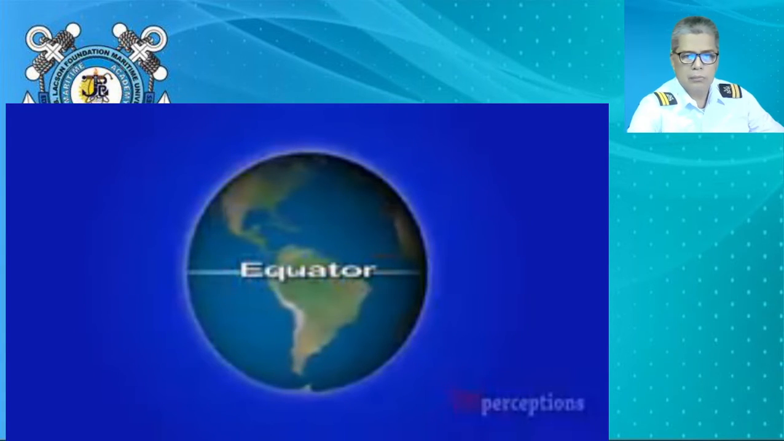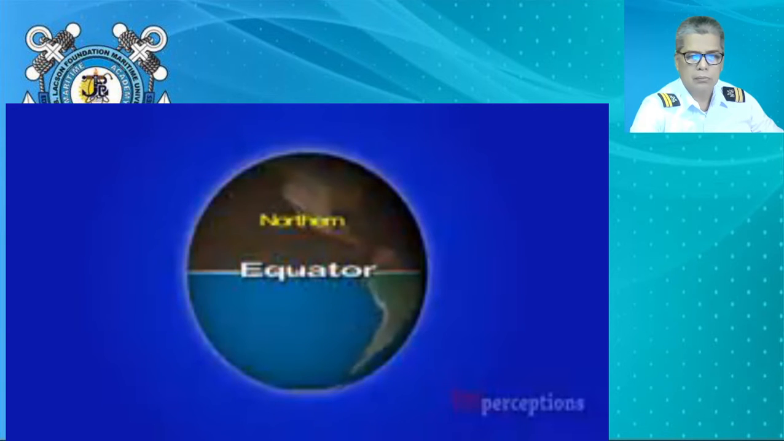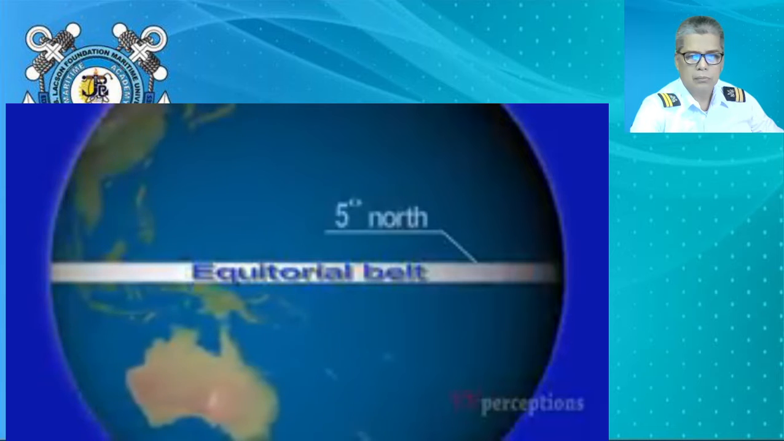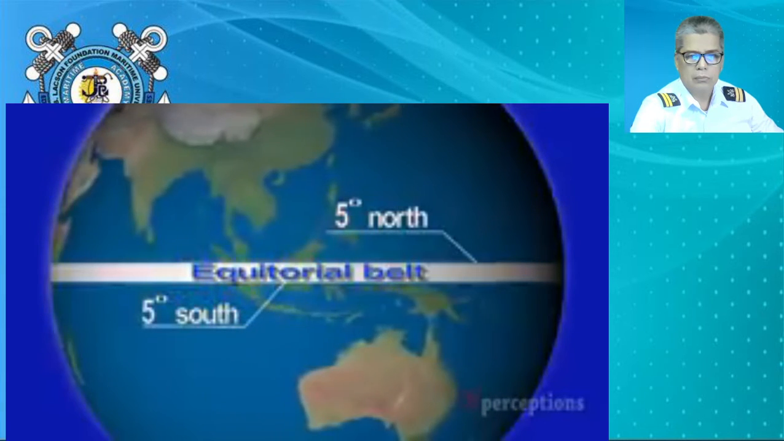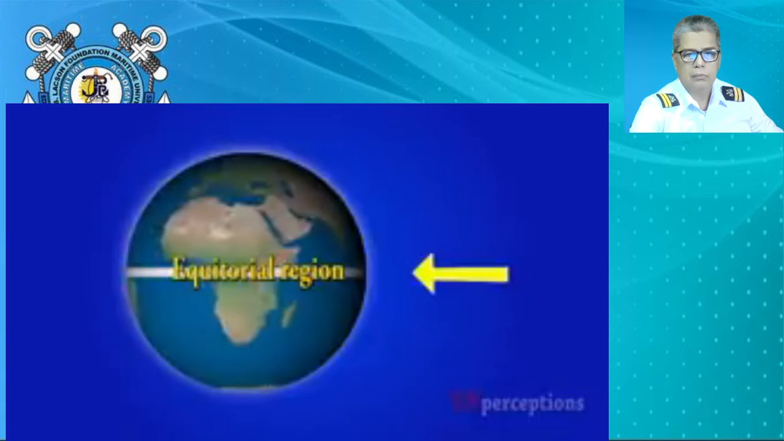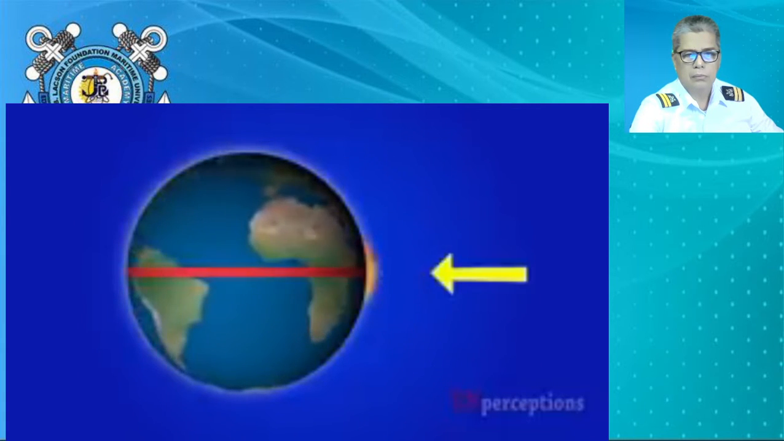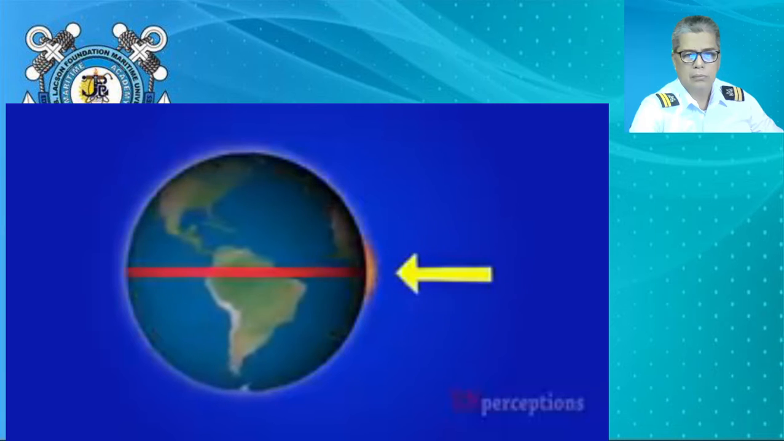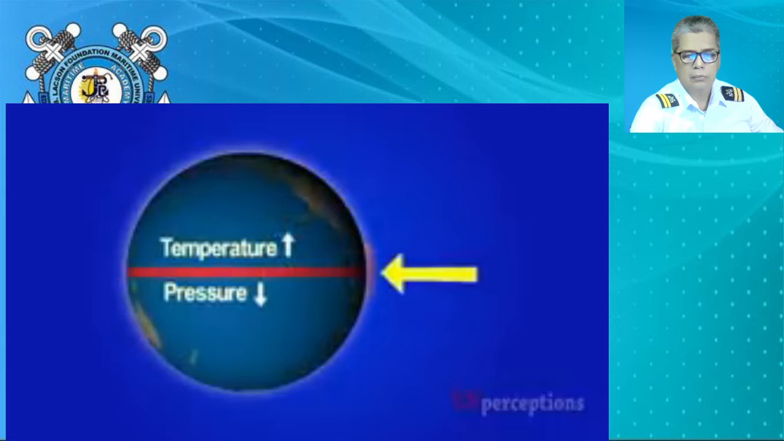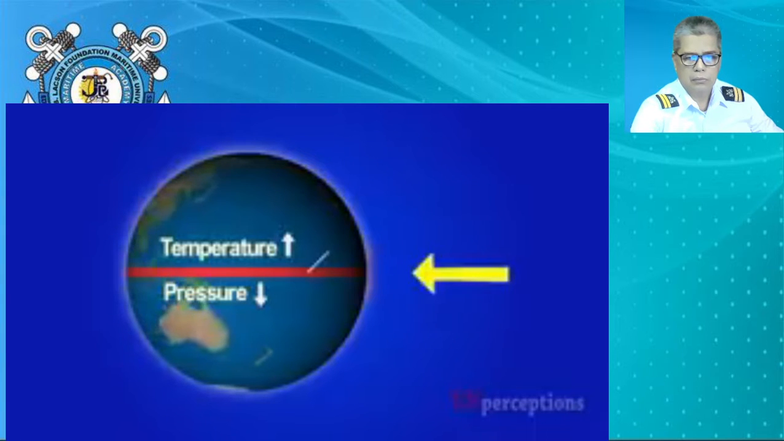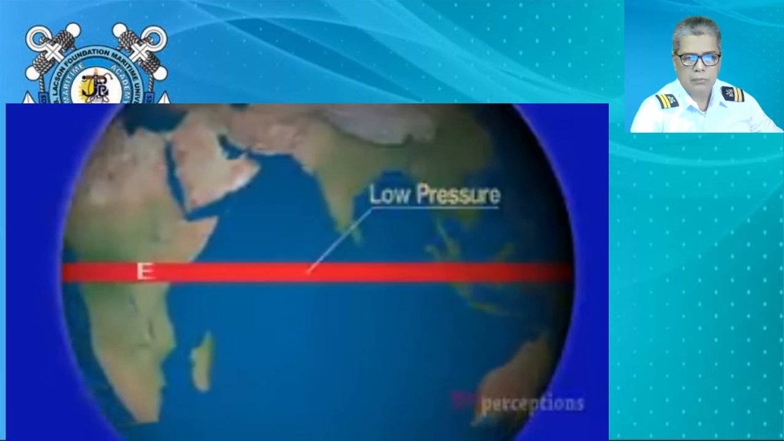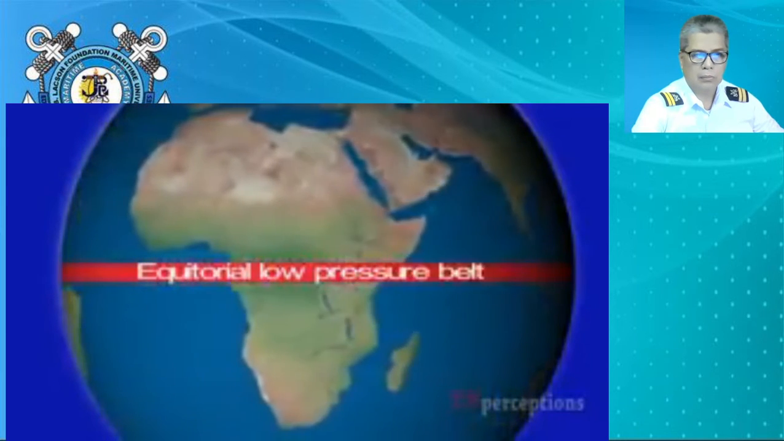The equator divides the globe into the southern hemisphere and northern hemisphere, and the equatorial belt extends up to 5 degrees north and 5 degrees south. The equatorial region receives nearly vertical rays of the sun, and this heats up the air near the equator. When temperature increases, pressure decreases. So, along the equator we have low pressure, and we call this region the equatorial low pressure belt.